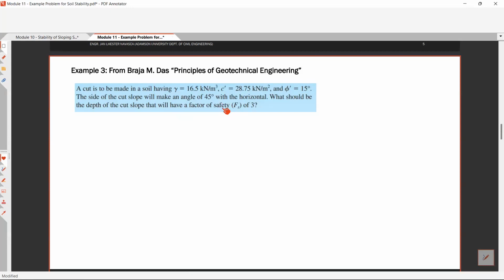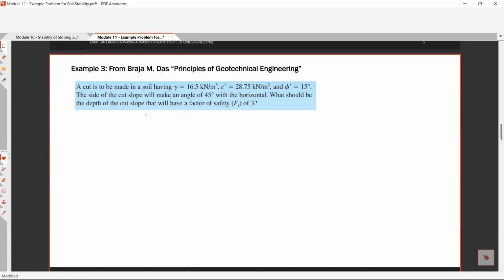Okay, so why is this called a finite slope? Because of the word, okay? So take note of this word, because of the word cut. That is a cut slope.